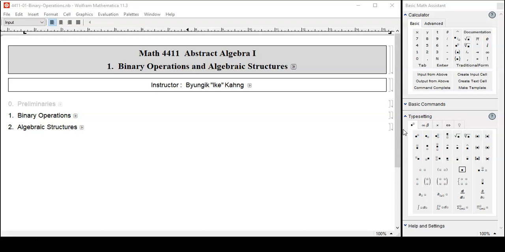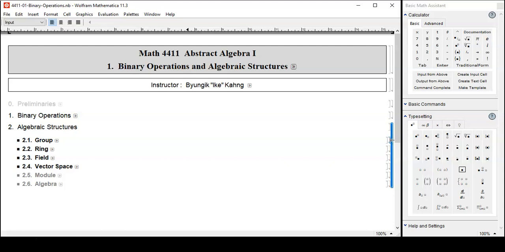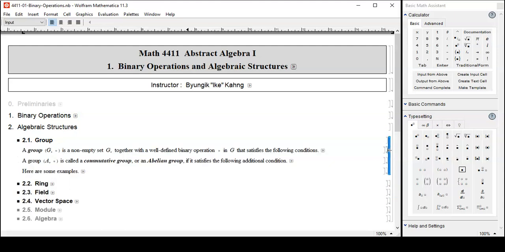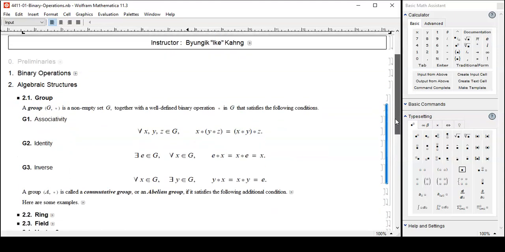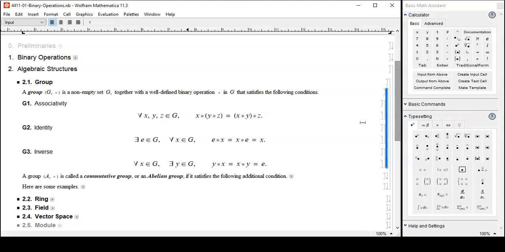Hello students, welcome back. Previously we discussed groups and rings. Groups, well, that was simple because we had only one operation to deal with. We need associativity, identity, and inverse.